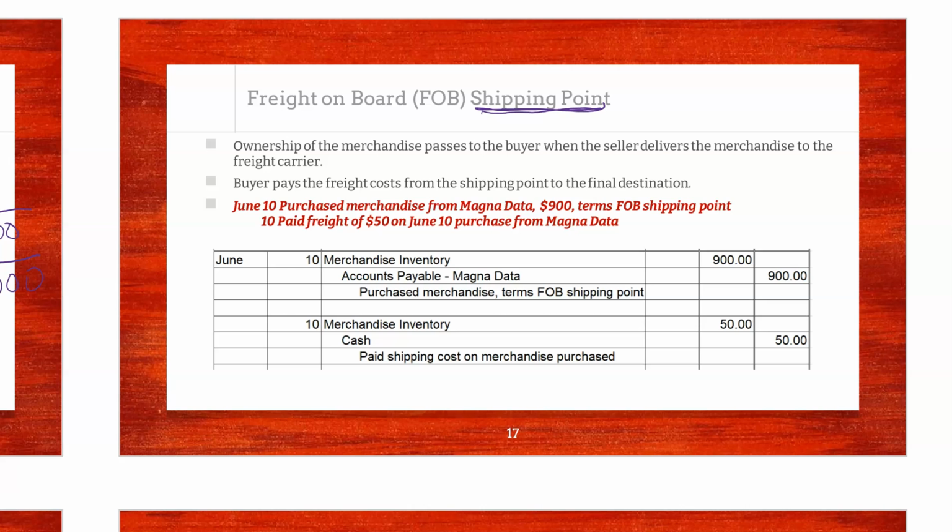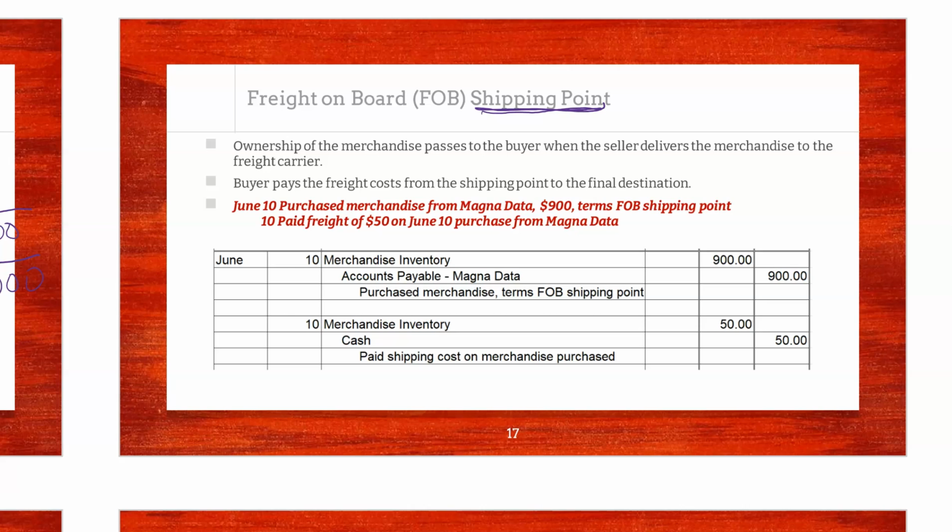Okay? So we just record it as normal. A debit to merchandise inventory, $900. A credit to accounts payable, $900. Okay? Then also on June 10th, we paid $50 for shipping.